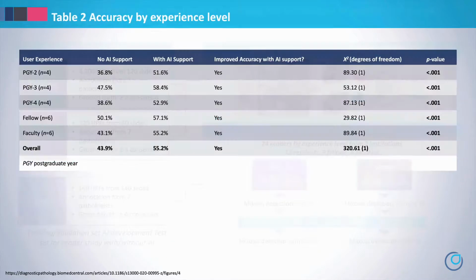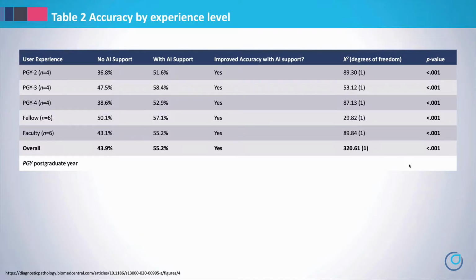In this first of 2 slides, you can see that the accuracy by experience level was perhaps, as you might expect, that as the users, the PG2 through PG4, got more experience, and as the fellows who were perhaps at the pinnacle of their achievement performed even better than the faculty, without AI support, they did actually much better in every case with artificial intelligence to support them. And that improved accuracy with AI support was actually significant from a statistical point of view, as you can see on the far right of this screen, for every single group.